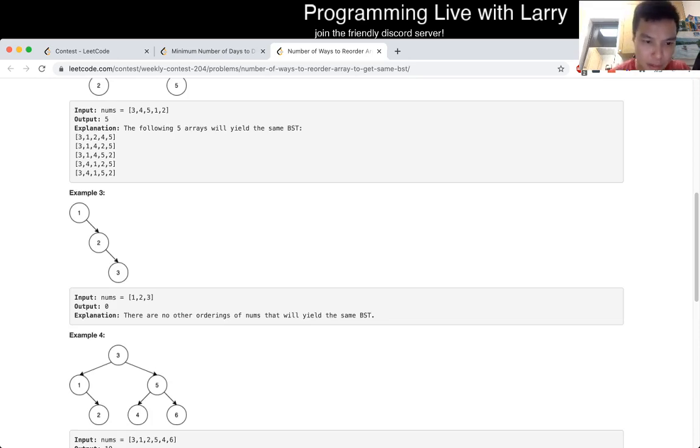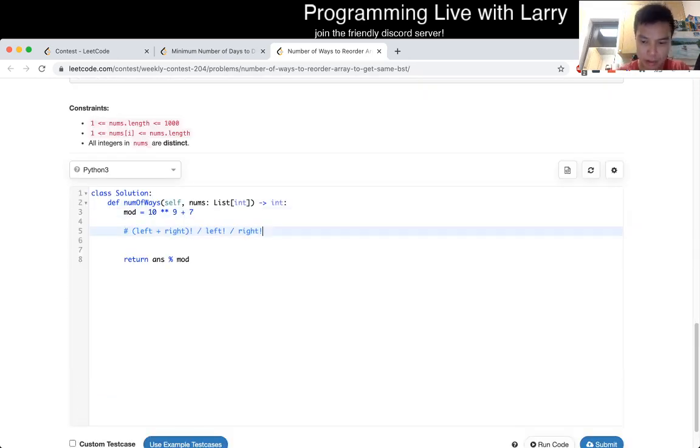Okay, I hope this is fast enough. Should be n squared.